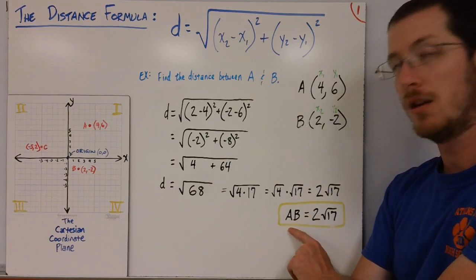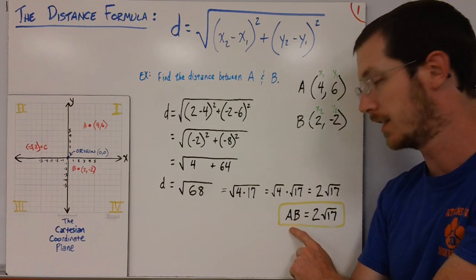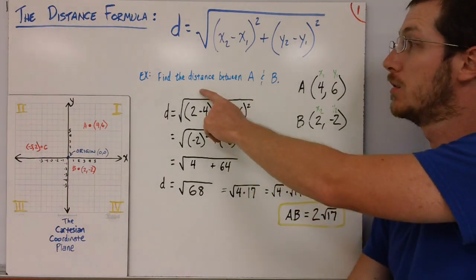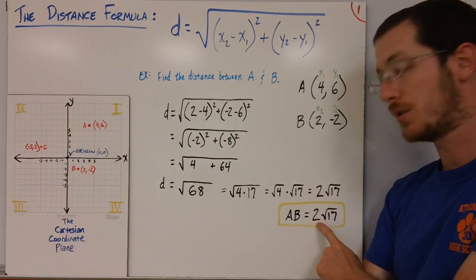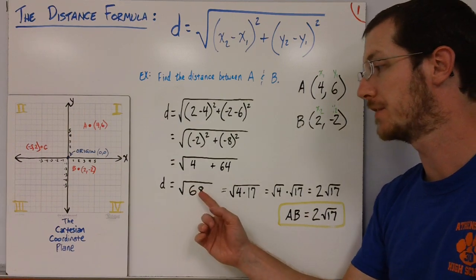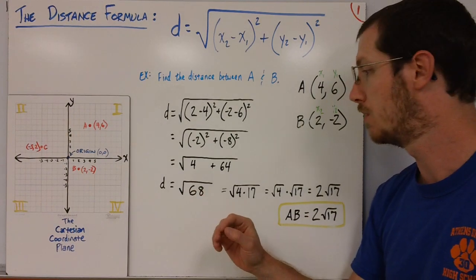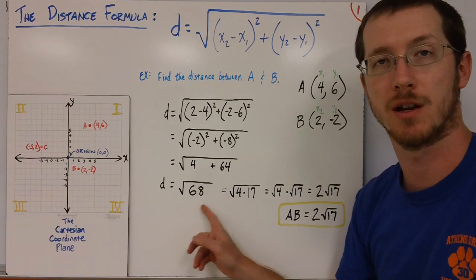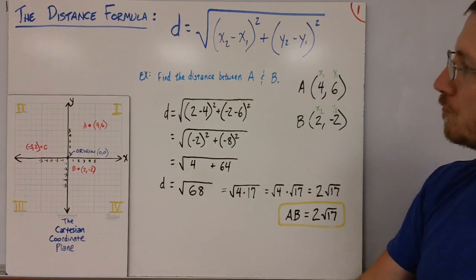So AB, which remember denotes the distance between A and B, which is what we're looking for, is 2 times the square root of 17. Okay, if you're asked for a rounded version or a decimal value, then you can just put the square root of 68 into your calculator.